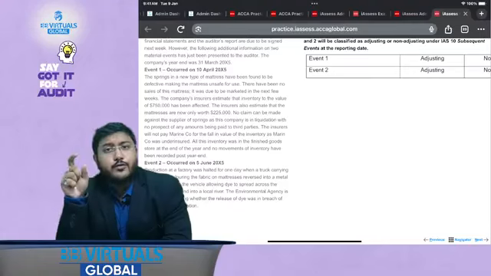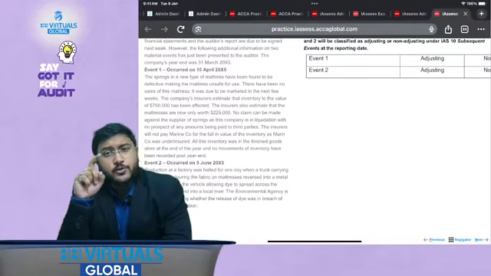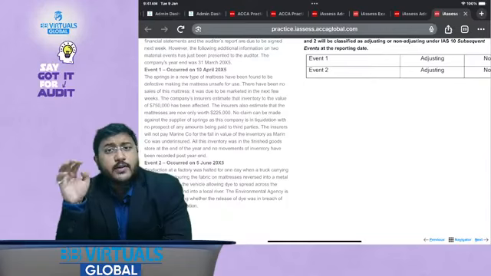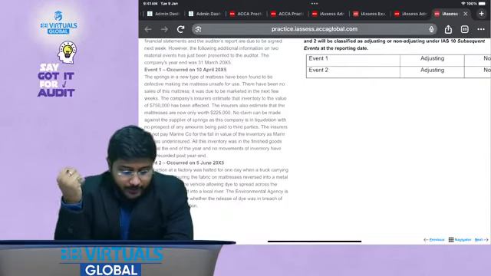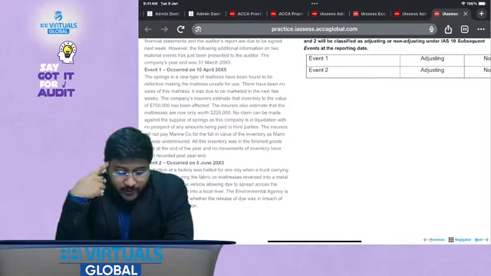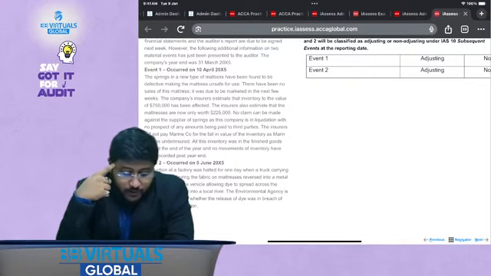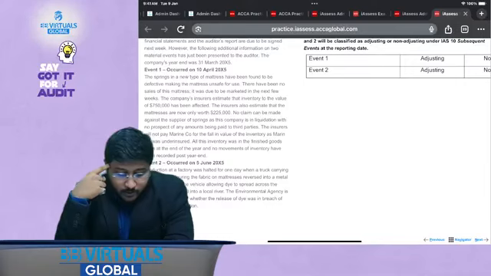So we have to understand what the impact is, right? So that is why it is an existing event. Whereas if some event would be non-existing, then it will give information about new events that have happened after the reporting date. So the company's insurers estimate that inventory to the value of $750,000 has been affected. The insurers also estimate that the mattresses are now only worth $225,000.